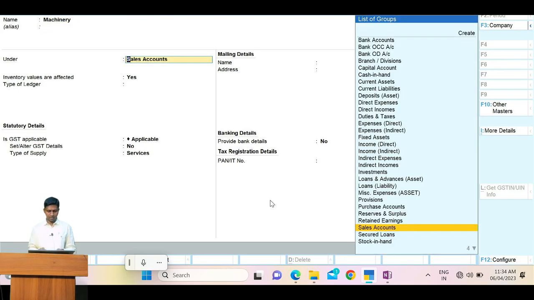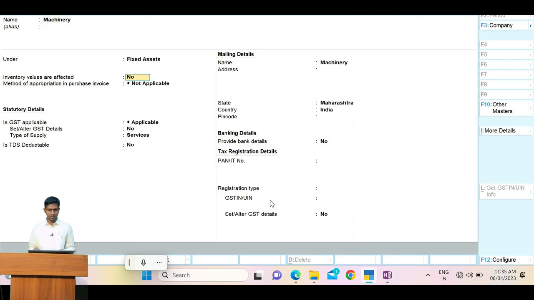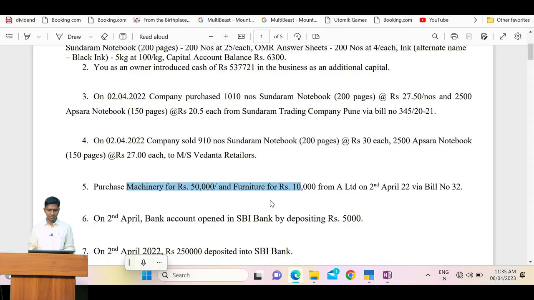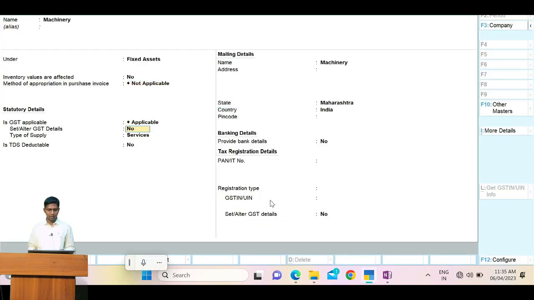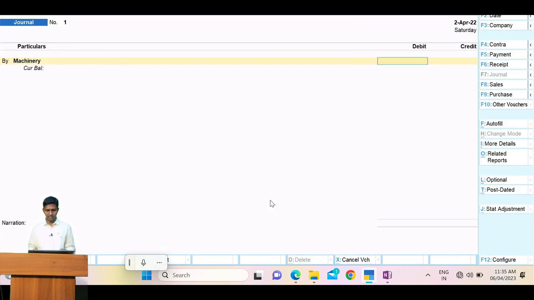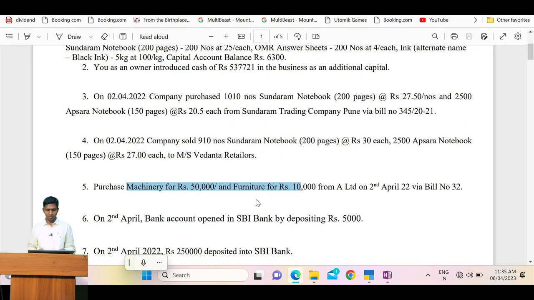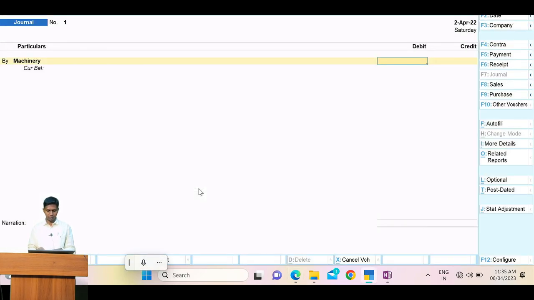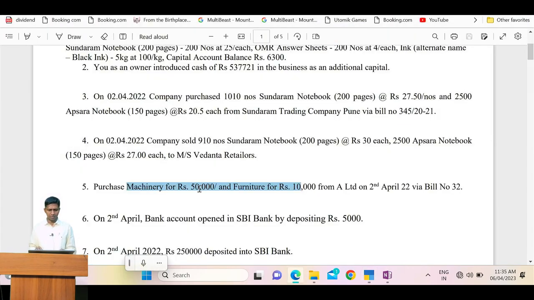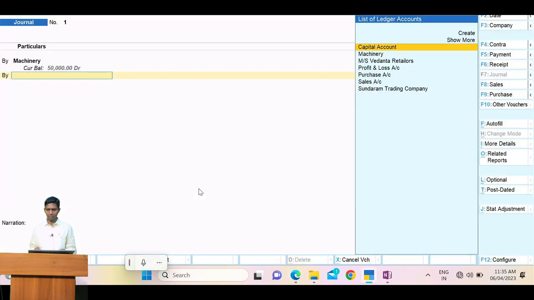Machinery is a part of what? Fixed assets. Does a fixed asset affect inventory value? No, it will not affect your inventory value. And then other details no need to provide, just accept the screen. Now how much? 50,000. And then after that, again one more asset. A second entry you can also pass for the furniture purchase, but I think there is no need in this case, because on 2nd April only we have purchased.